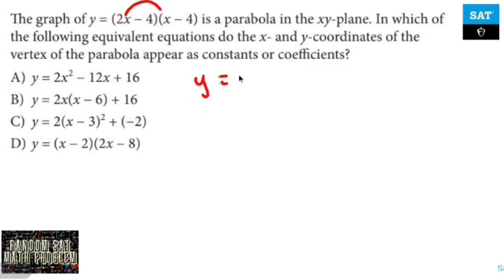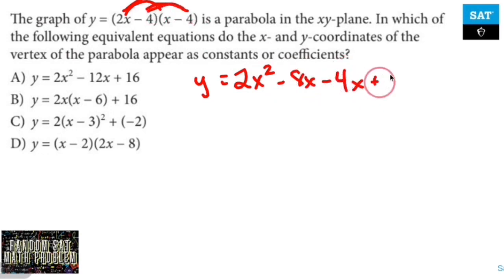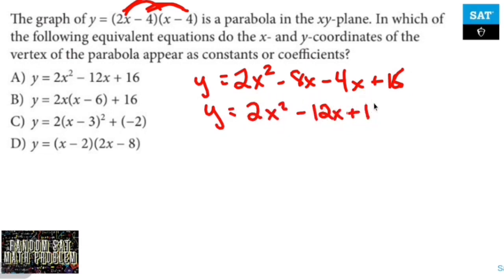So this could be written out as 2x squared minus 8x, minus 4x, plus 16. That's supposed to be a 16. This is the answer for A, but this is not asking us to just foil and simplify. This is asking us to find an equation where the vertex can be seen.